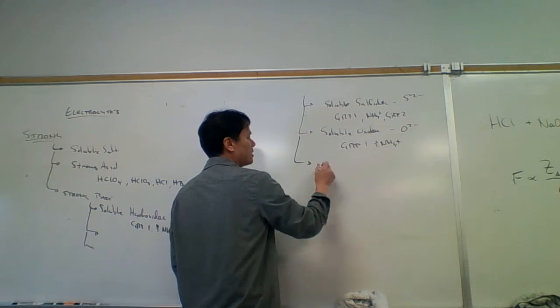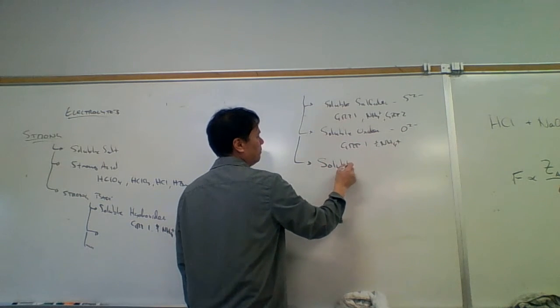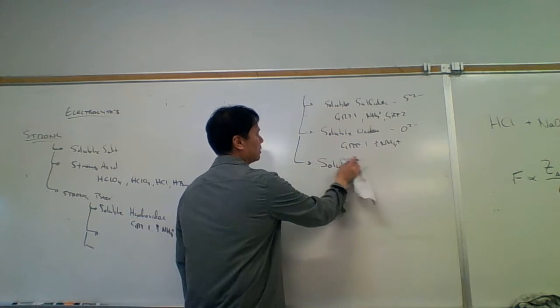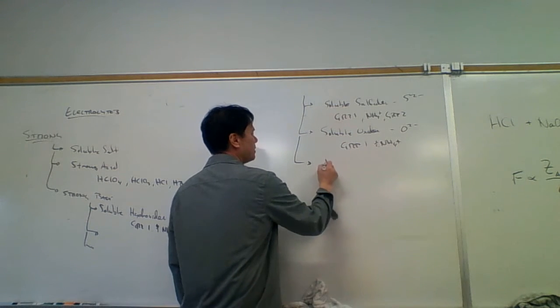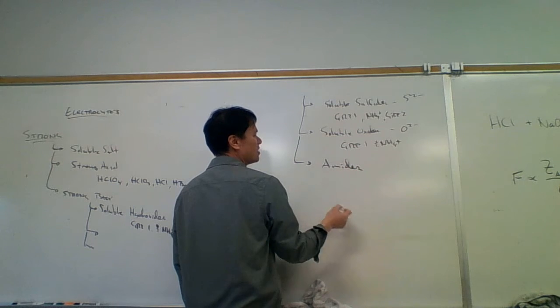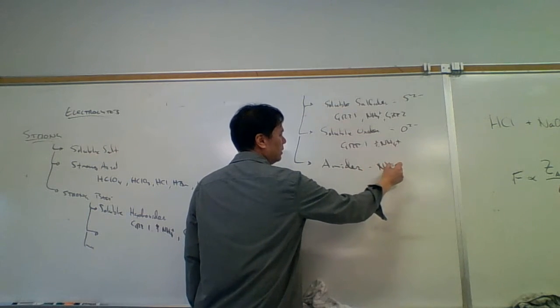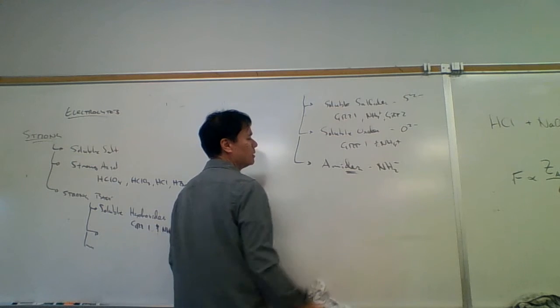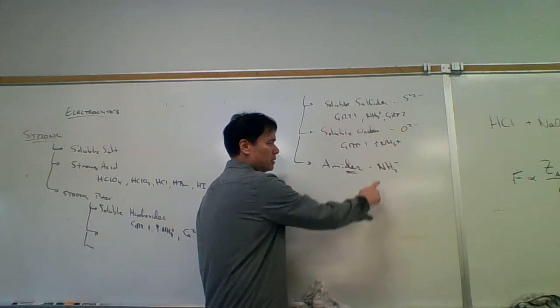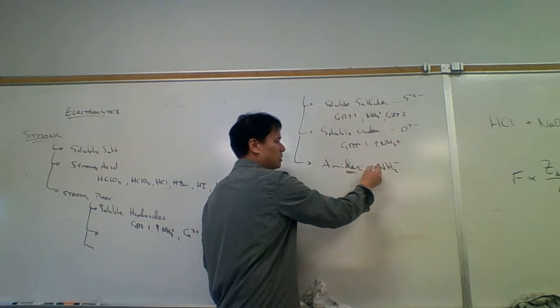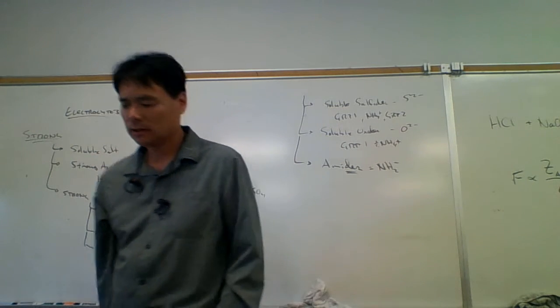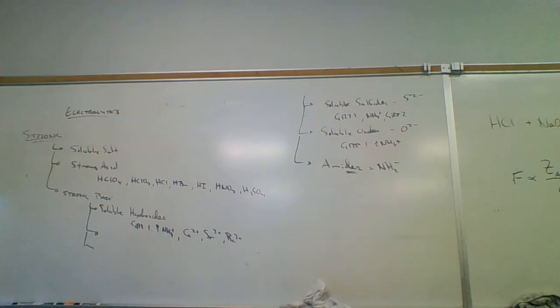Okay, so we have soluble oxides. We also have the amides. Most of the amides are soluble, because amide is an anion you haven't seen before. It's not a monatomic elemental ion. It's NH2 with a minus charge. So that's amide. Most amides are soluble. What happens when you dissolve an ionic compound? Take a look.